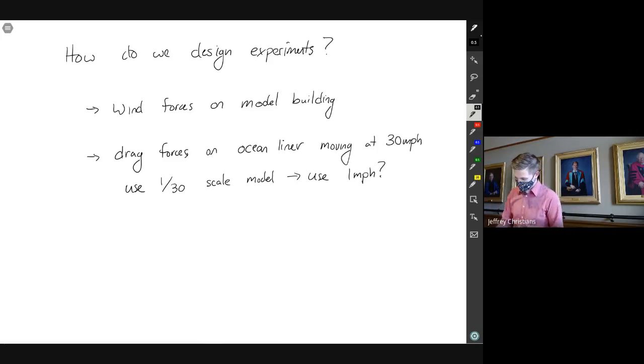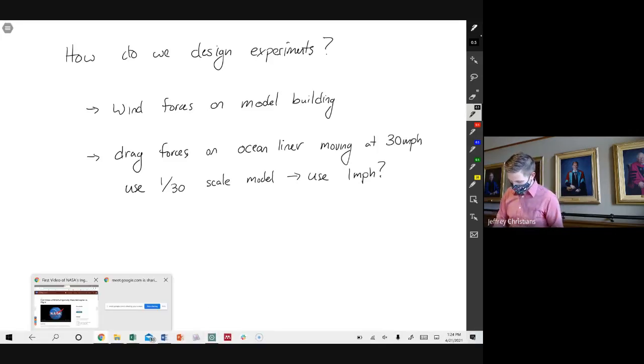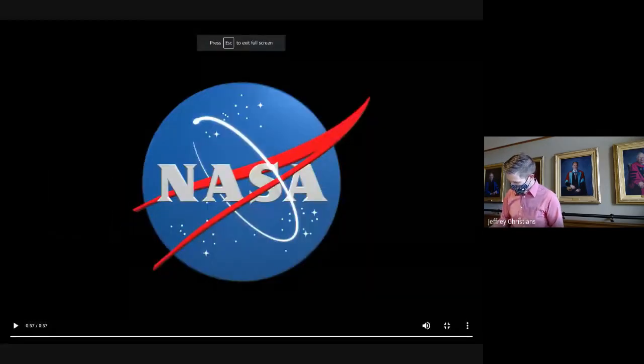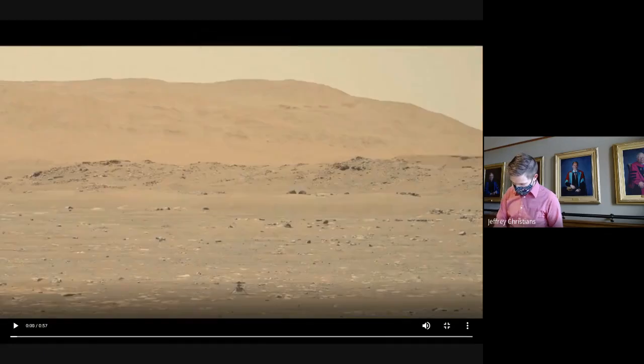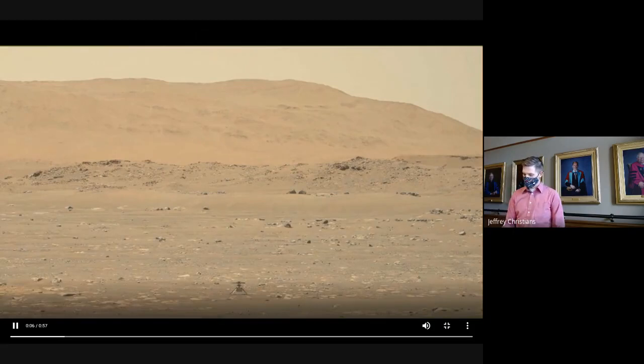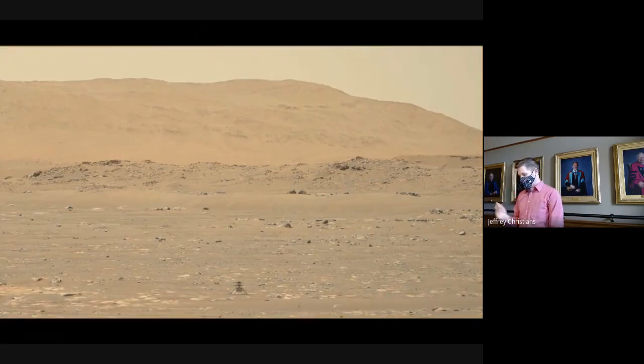Just the last example, because this is from just the other day. Have people seen this video? Hopefully some of you have. This is on Mars. It happened the other day. This is a little helicopter. You can kind of see it down there in the bottom middle. Presumably the engineers that designed this at NASA had tested it and knew that it was actually going to fly on Mars before they sent it, because otherwise that's kind of an expensive experiment.